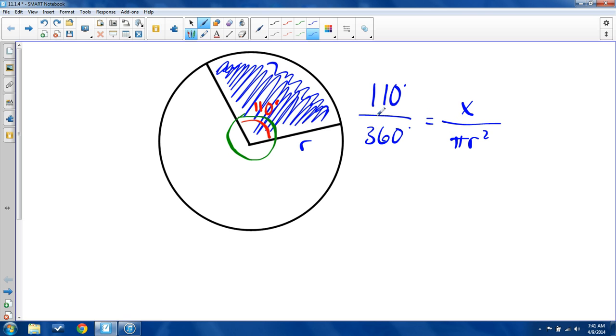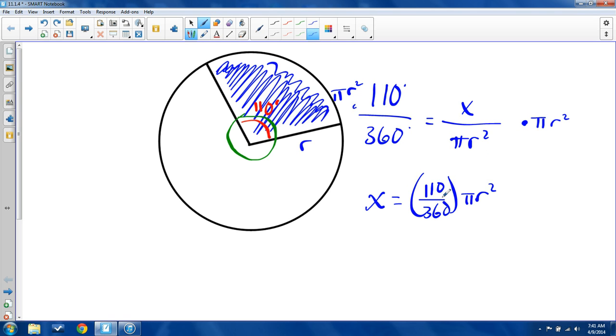Now this type of proportion will have to make a lot of sense to you as you do this. From this point you normally cross multiply, or you find a way to reduce this, or whatever else. I want you to see this in a different light. Let's just solve for x. To do that you have to multiply both sides by pi r squared. So x would equal 110 over 360 times pi r squared. You take that whole area and multiply it by whatever fraction you're taking.